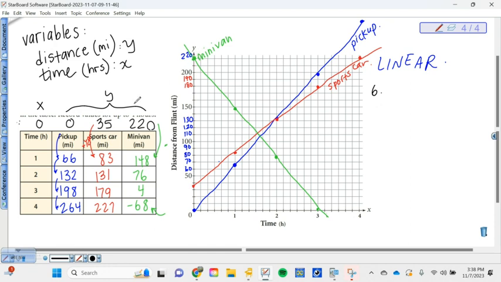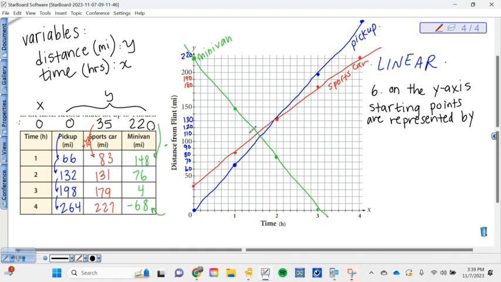Good, on the y-axis, right? I've got my pickup truck starting at 0, sports car starting at 35, minivan starting at 220. So they show up on the y-axis. Okay, and it's our starting points. Our starting points are represented by those points. And what do we call those points?